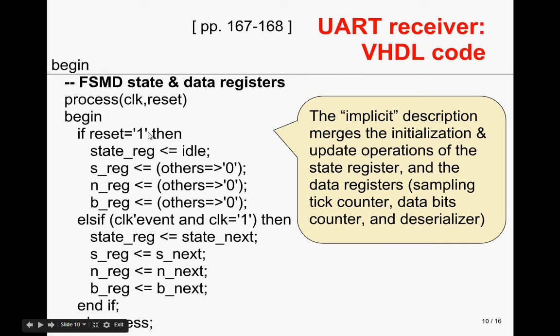Now, the VHDL code for the FSMD state and data registers starts with the very common and well-known state and data registers structure. If reset is 1, then the state register reverts to the initial state, which is idle, and the sampling ticks counter, the number of data bits counter, and the deserializer are all sent into their reset condition. Otherwise, if this is a rising edge of the clock, then the state register will take the value of the next state, and the same will happen with the counters and the deserializer. So this is the standard and very usual structure that you have seen various times before by now.